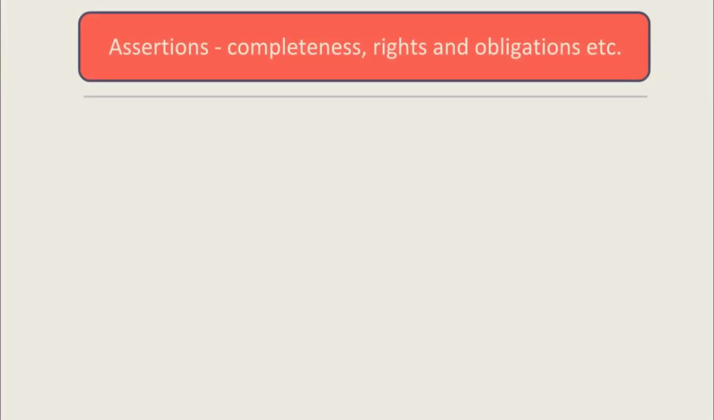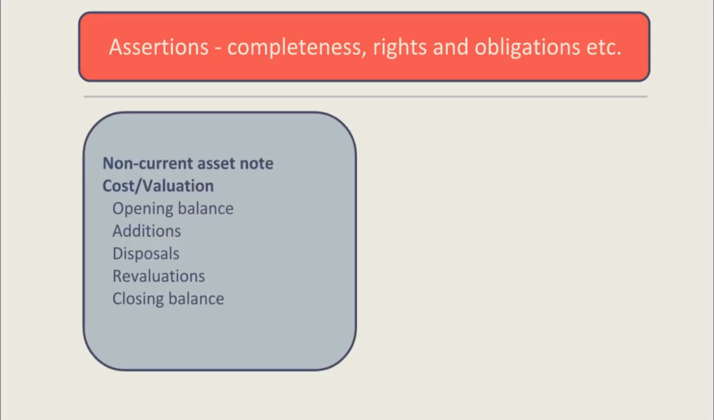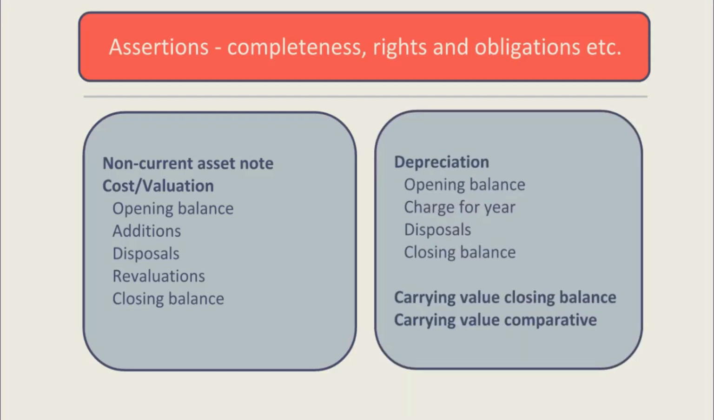Non-current assets key assertions to be verified are completeness, rights and obligations, valuation, and existence. If we visualise the non-current asset note, the auditor needs to ensure each balance has been audited, therefore auditing opening and closing balances, new assets purchased or additions, disposals of assets in the year, depreciation, and revaluations.